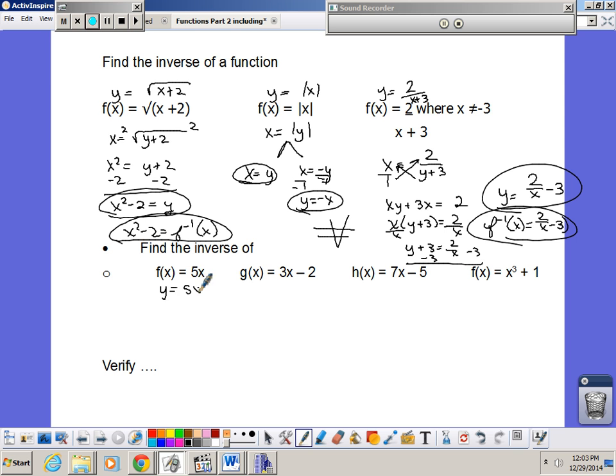Y is equal to 5x. Switch. Divide by 5. X over 5 equals y. So f to the negative 1 of x is equal to x over 5. Verify. 5 times x over 5 is x. Verified.